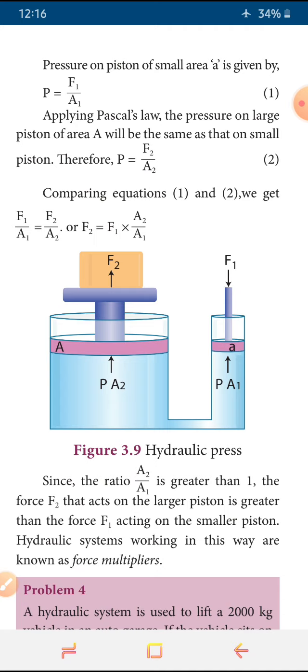With a small force, small pressure, we can raise the car or bike.